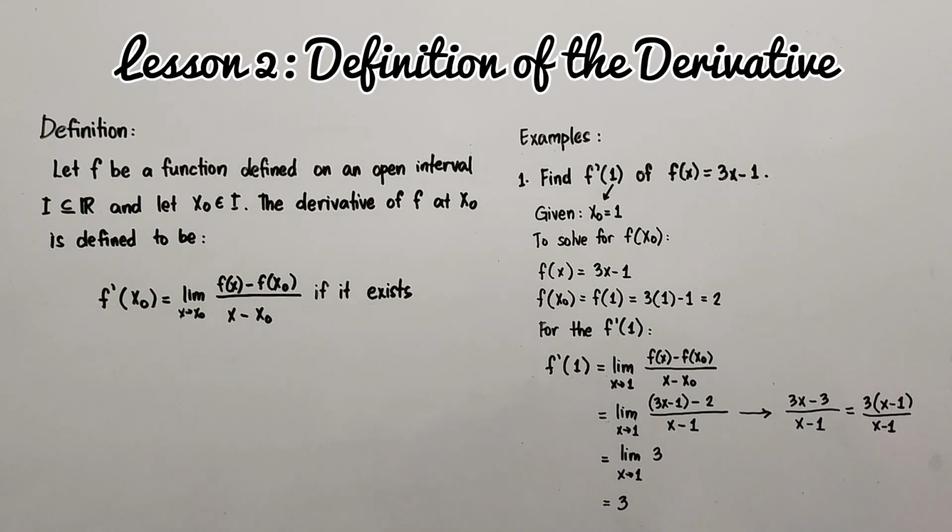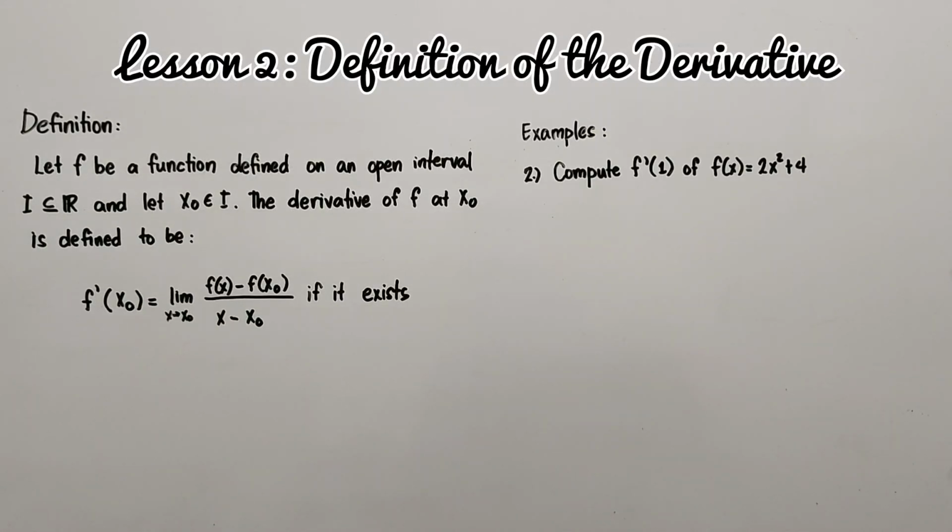We can factor the common factor in the numerator. So the common factor is 3. 3x divided by 3 is x. And the negative 3 divided by 3 is negative 1, all over x minus 1. Since we have the same factor, we can cancel out the x minus 1. Therefore, we have only positive 3 as the simplified form of this expression. So, the derivative now becomes the limit of 3 as x approaches 1. And the limit of 3 as x approaches 1 is positive 3.